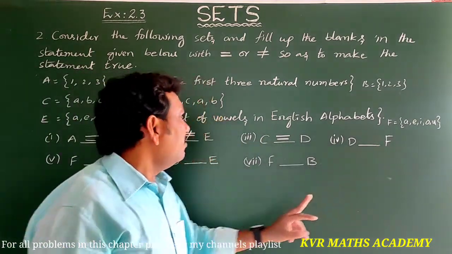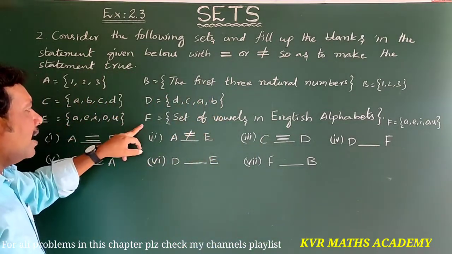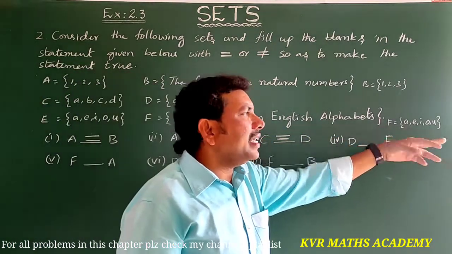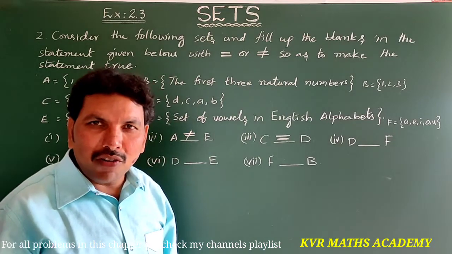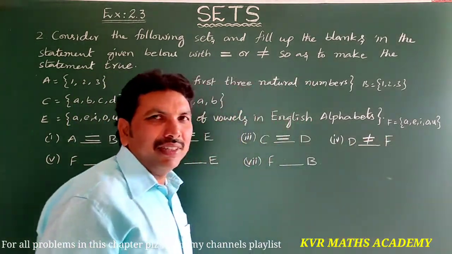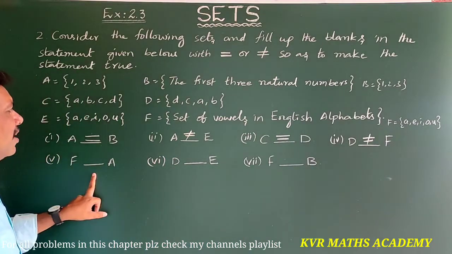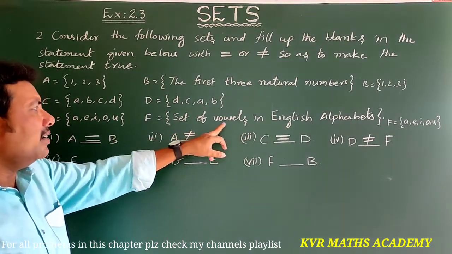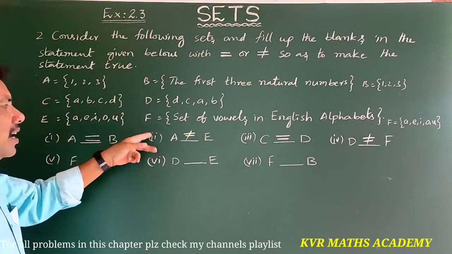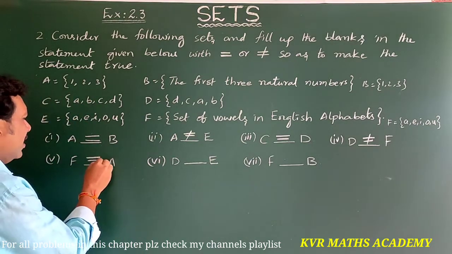Next, D and F. This is A, B, C, D and this is set of A, E, I, O, U. So equal or not equal? Yes, exactly. Not equal. Right. Next, F and A. F, set of A, E, I, O, U. A is set of 1, 2, 3. So these both are also not equal.